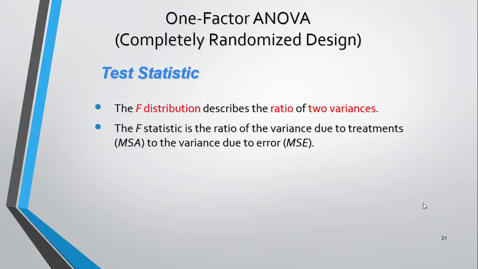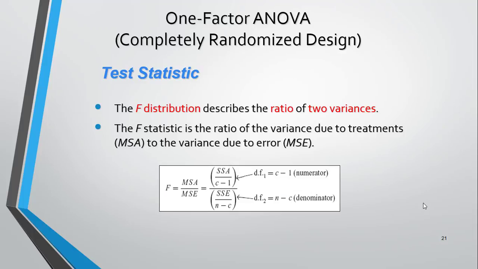Test statistic. The F distribution, as we said before, describes the ratio of two variances. The F statistic is the ratio of variance due to treatments, MSA, to variance due to error, MSE. F equals MSA over MSE. MSA equals SSA divided by its degrees of freedom, C minus 1, the numerator degrees of freedom, and MSE is SSE divided by N minus C, the denominator degrees of freedom, DF2.